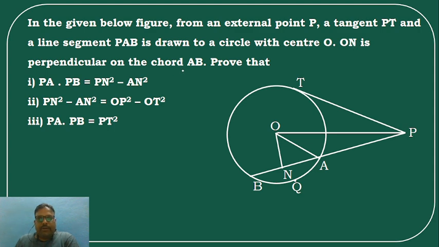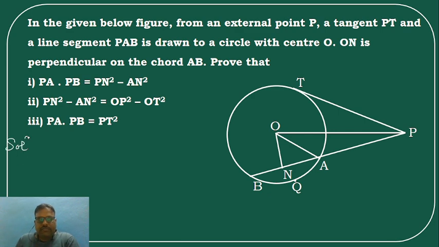ON is perpendicular to the chord AB. AB is the chord and ON is the perpendicular. So we have to prove these three conditions. PA into PB is equal to PN square minus AN square. PN square minus AN square is equal to OP square minus OT square. And the third one is PA into PB equal to PT square. These three conditions we have to prove.